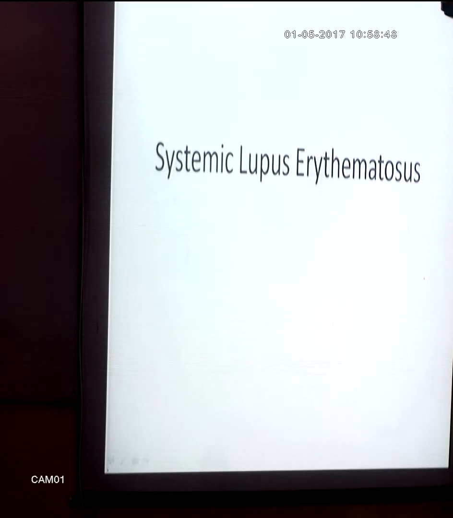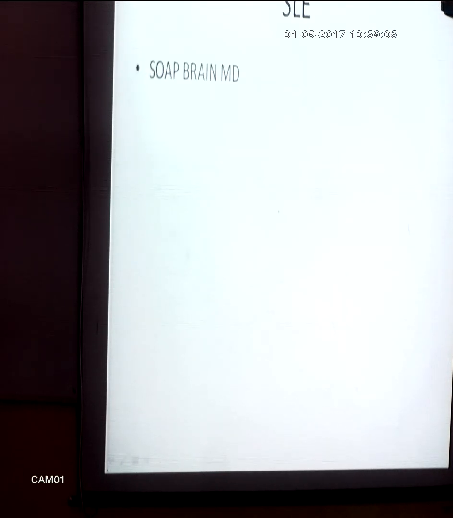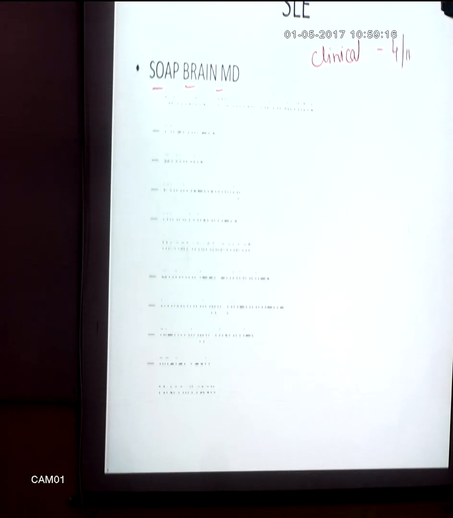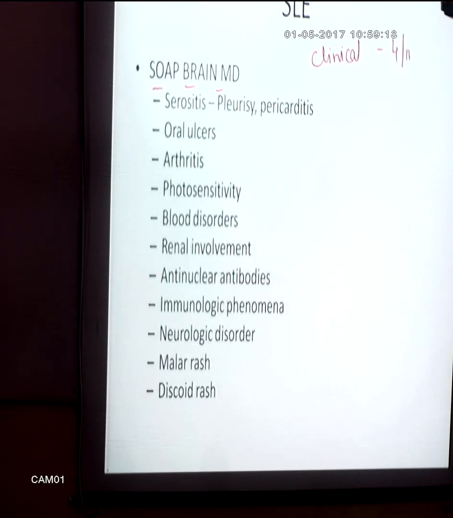Okay, SLE. SLE is a prototype of autoimmune disease. SLE has type 3 hypersensitivity. SLE has fibrinoid necrosis. In SLE there are many antibodies and many MCQs come on SLE. What is new here in Robbins 10th is that there's a clinical criteria, right? Clinical criteria for SLE. And this is one famous mnemonic, you must be knowing it: BRAIN MD. If 4 of 11 criteria are present, you can clinically diagnose it as SLE.